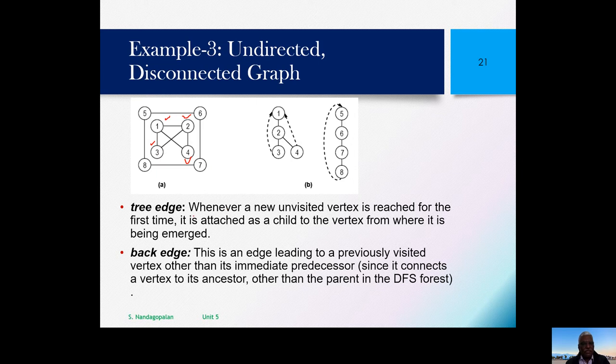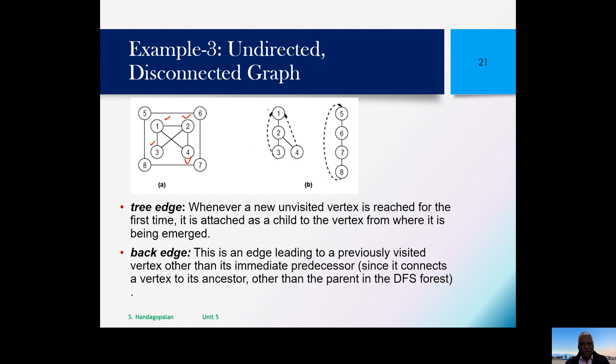Okay. So what is a tree edge? Whenever a new unvisited vertex is reached for the first time, it is attached as a child to the vertex from where it is emerged. So this is the first time, one to two, two to three, like that. Whereas a back edge is not like that, leading to a previously visited vertex other than its immediate predecessor. Because from three to two, maybe its immediate predecessor. But what we want is a previously visited vertex that is its ancestor.